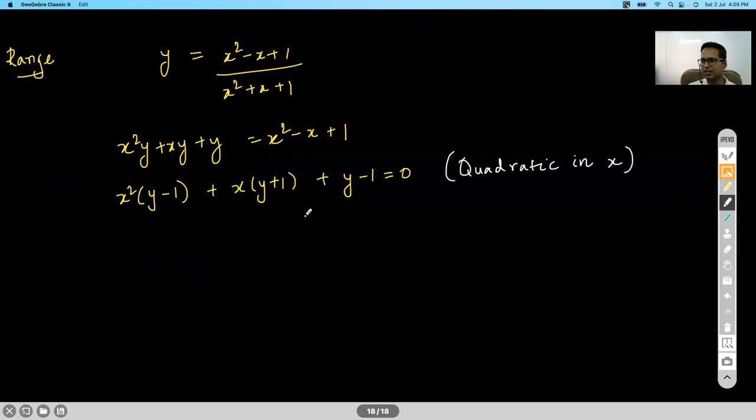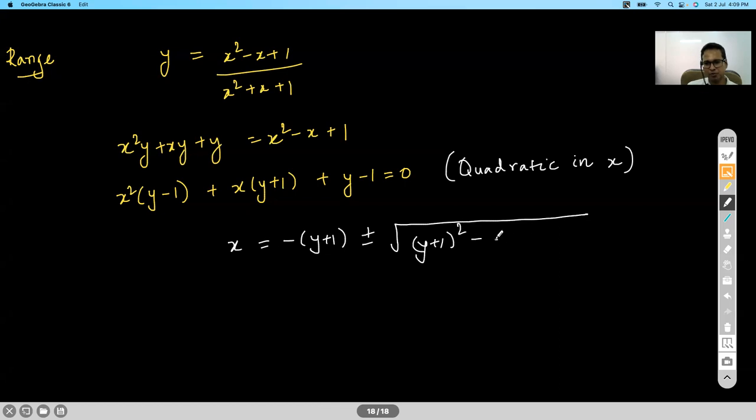So let's use our Sridhar Acharya formula to solve this. When we use the Sridhar Acharya formula, you get minus b, which will be the negative of y plus 1, because b is your y plus 1, plus minus the square root of b square minus 4ac, divided by 2a. Is this fine? Very good.